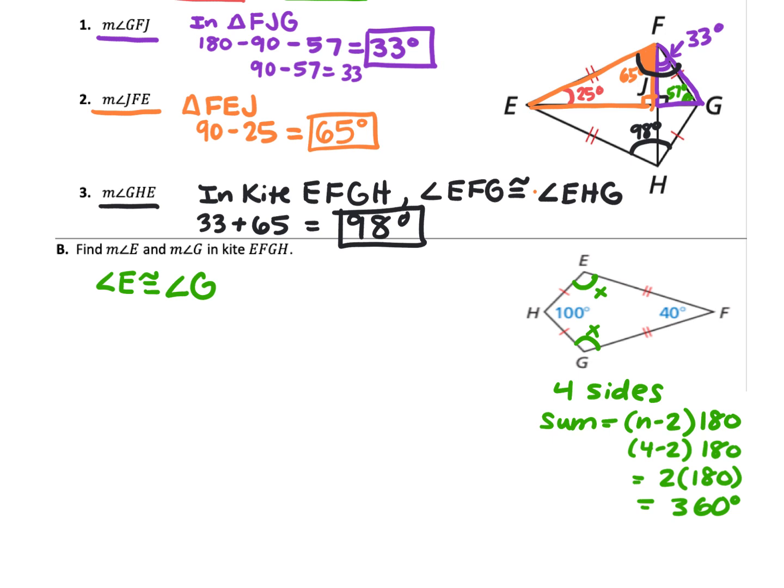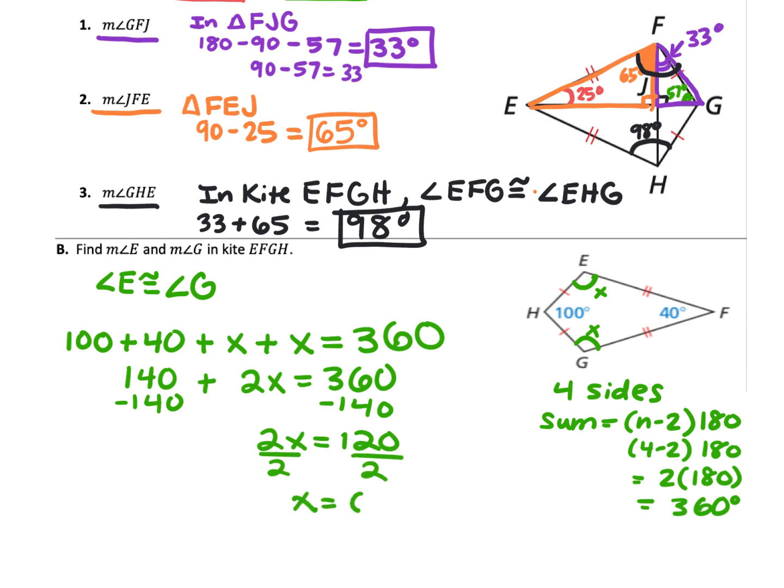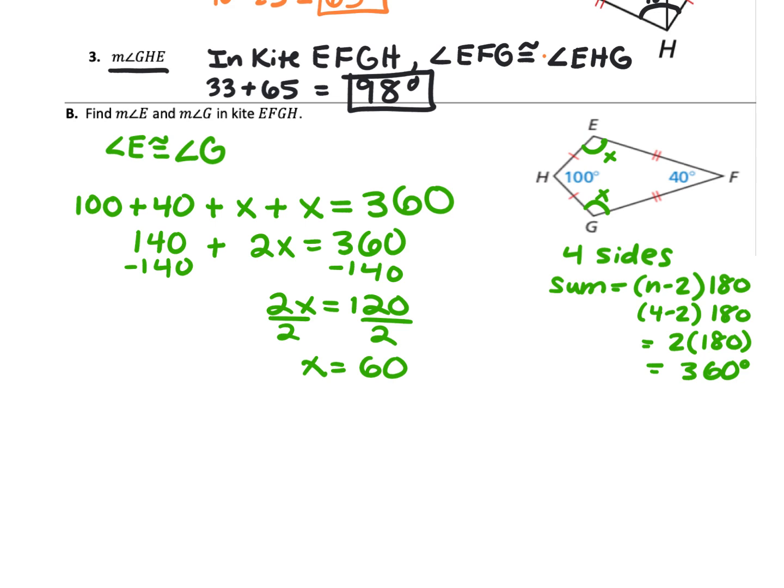Since angle E and angle G are congruent, we can call them both x. Now, if I add up the 2 angles, I know 100 plus 40, and then I add the x's up, because those are both the same, it has to total 360 degrees, which is the total angle sum in a quadrilateral. Now it's just basic algebra. We have 140 plus 2x equals 360. I'm going to subtract 140 from each side to get 2x equals 120, and then we'll divide by 2 to get x equals 60. So that means that we have the measure of angle E and the measure of angle G are both equal to 60 degrees.